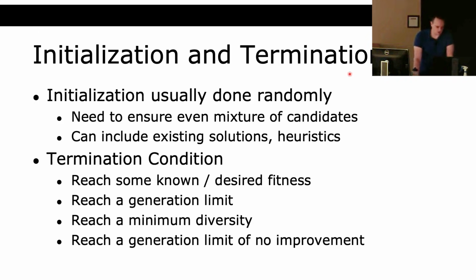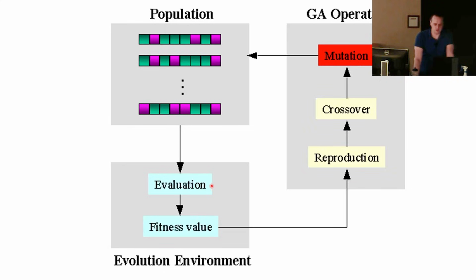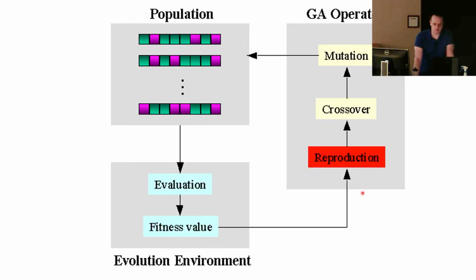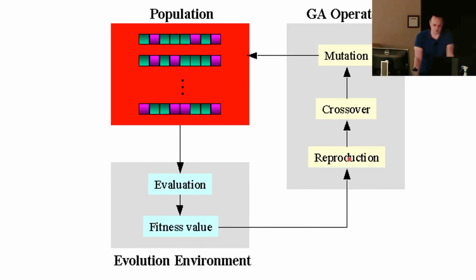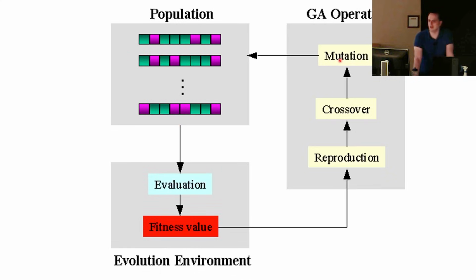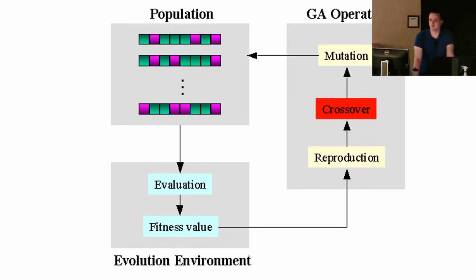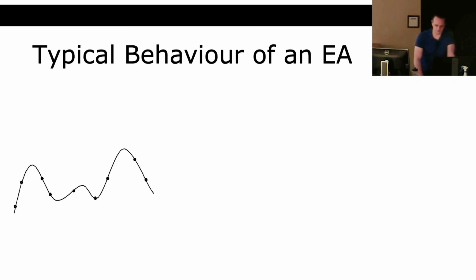The termination condition could be some known or desired fitness. Maybe we reach a generation limit, so only go for 1,000 generations, or it meets some sort of minimum diversity, or a generation limit of no improvement, etc. So this is what we've just gone over. We take a population, we evaluate it using fitnesses, we choose some individuals to reproduce based on those fitnesses, we take those parents, we cross them over, then we mutate them, and then from these offspring, we form a new population. That's it. So it's actually a pretty simple algorithm conceptually.